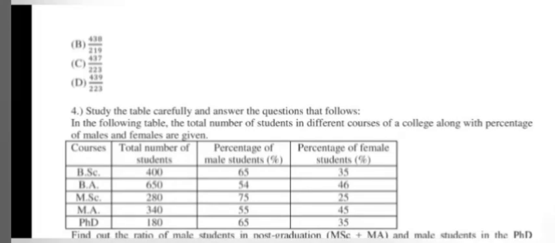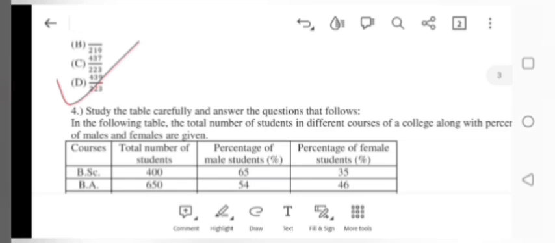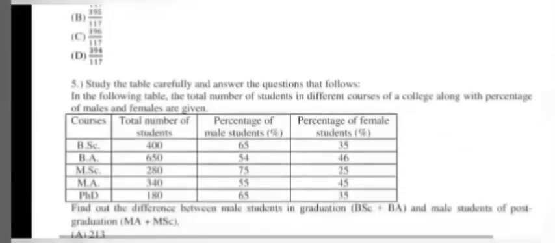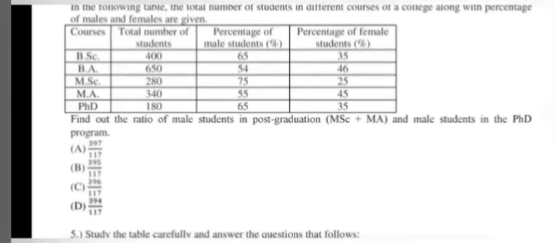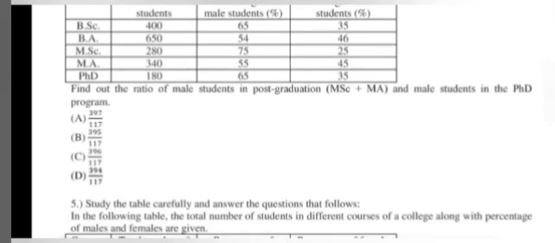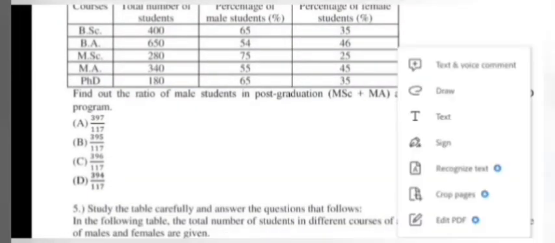So the correct option will be 439 by 223. Number D will be correct. Okay, number 4 says, find out the ratio of male students in post-graduation MSc plus MA and male students in the PhD program. 397 by 117, 39... So these are the options. Let me not go into detail. So for number 4 the correct option will be 396 by 117.